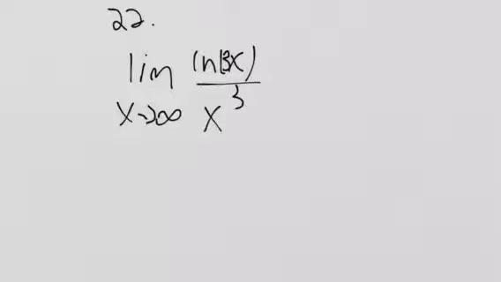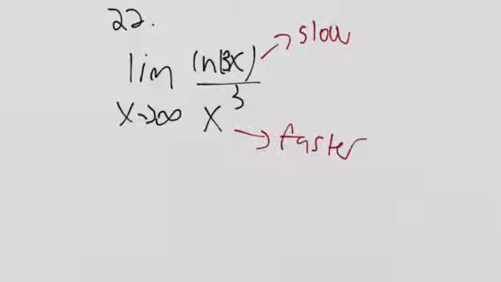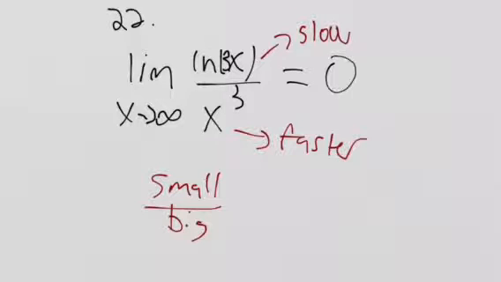So we're trying to figure out what happens as x approaches infinity, and we want to think about how quickly these functions are growing. So natural log x grows very slow, whereas x cubed is going to grow faster. So we have small over big, which means that this is going to approach 0.